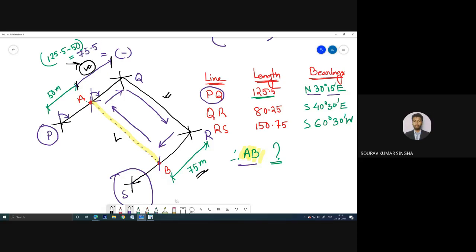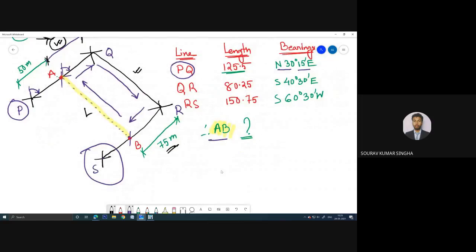So that means our new traverse, let us write like this over here. If you have any doubt at any point, immediately tell me, I will repeat, not an issue. Let's write reduced bearing, it will be more accurate. So the first line of our traverse, our point of interest, is AQ. What is the length we got? 75.5. What is the reduced bearing? Same, north 30 degree 15 minute east.